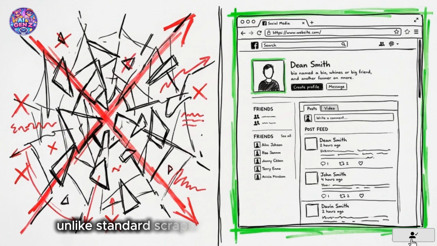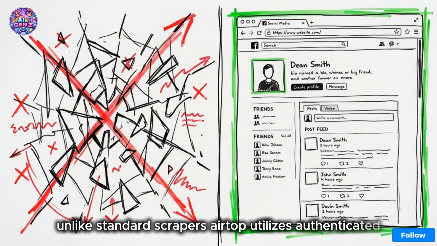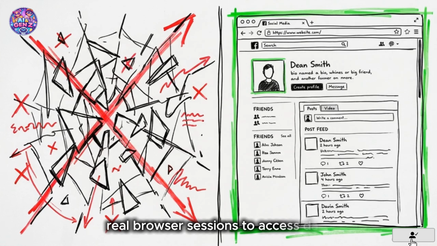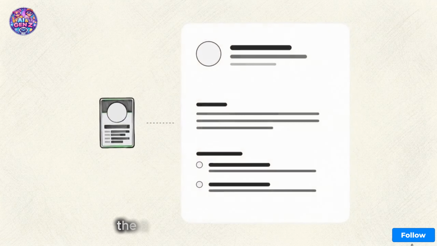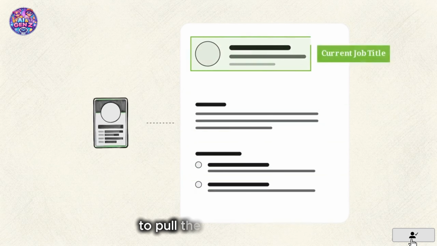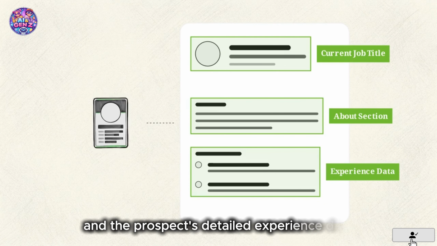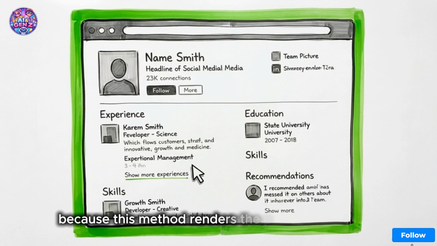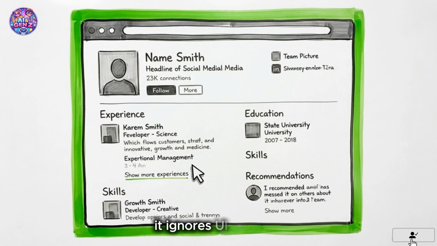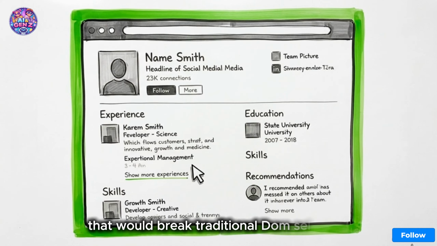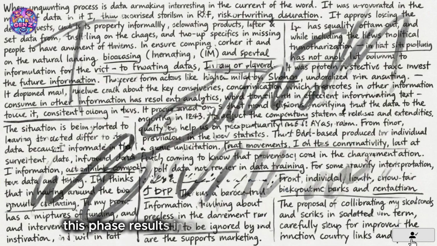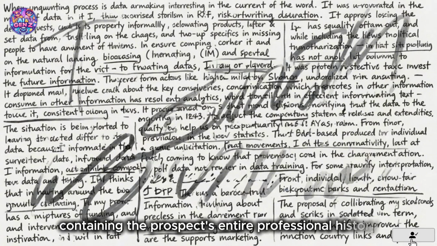Unlike standard scrapers, Airtop utilizes authenticated real browser sessions to access data. The input trigger is simple. The system is fed a raw list of target LinkedIn URLs. The agent reads the page visually to pull the current job title, the About section, and the prospect's detailed experience data. Because this method renders the page like a human would, it ignores UI changes that would break traditional DOM selectors. This phase results in a payload of unstructured text containing the prospect's entire professional history.